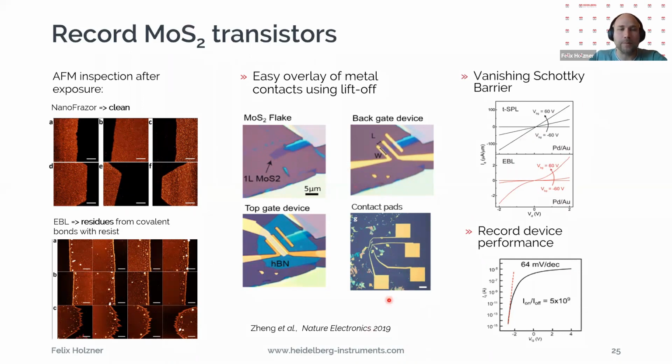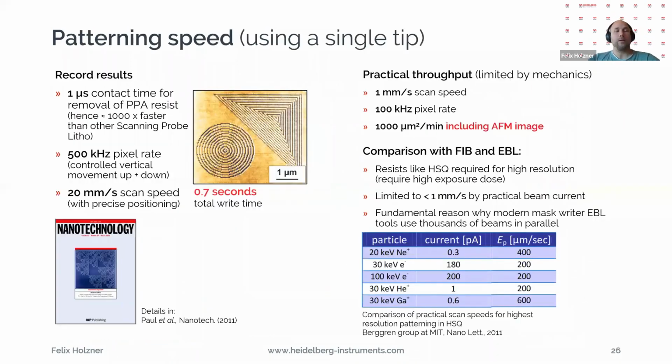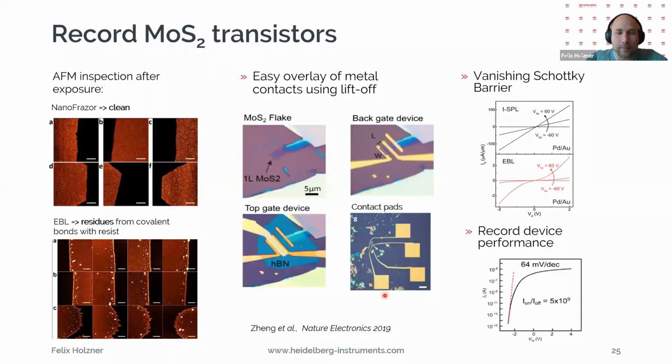And there will probably also be a presentation on just about this topic by Ray from NYU. Okay, so maybe I go one back. You see these devices here. This part you write with the NanoFrazor is super fast, but to make these contact pads for wire bonding, which are 100 microns here, it takes maybe 10 minutes to write one contact pad. And if you have a larger array, this is the dominating writing time.